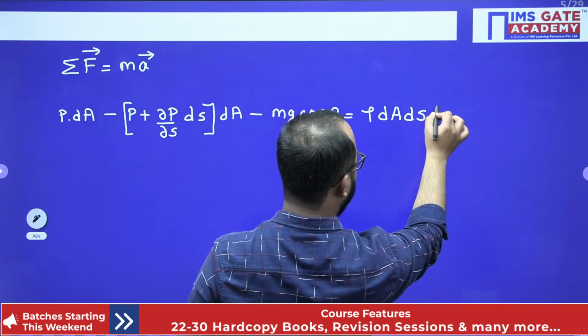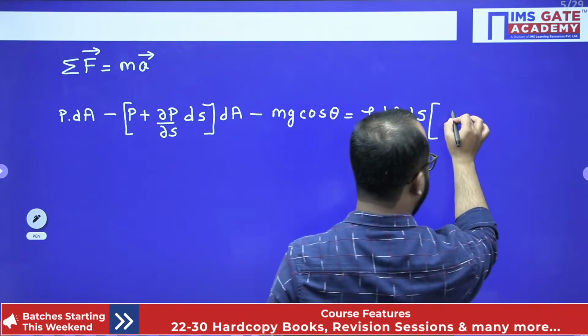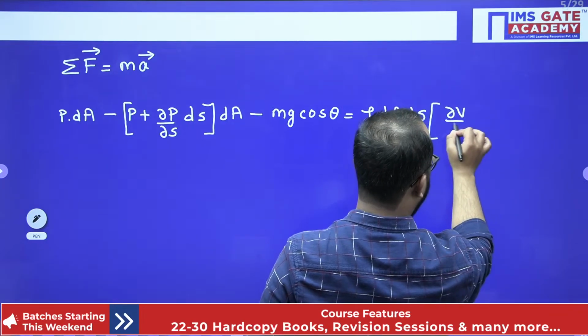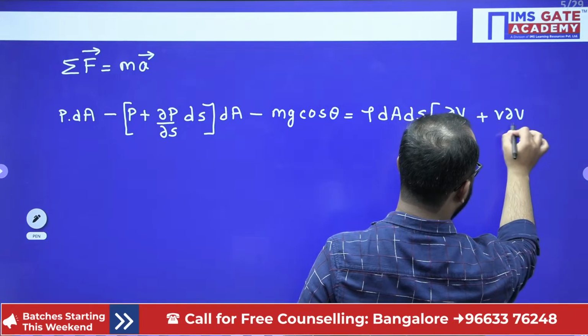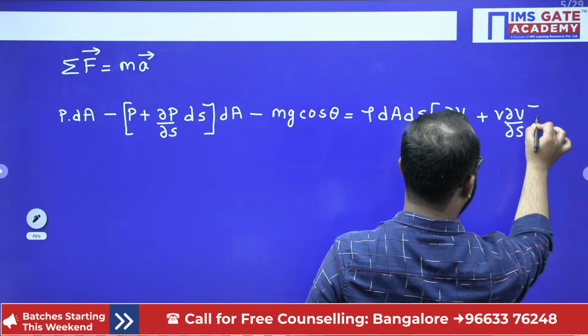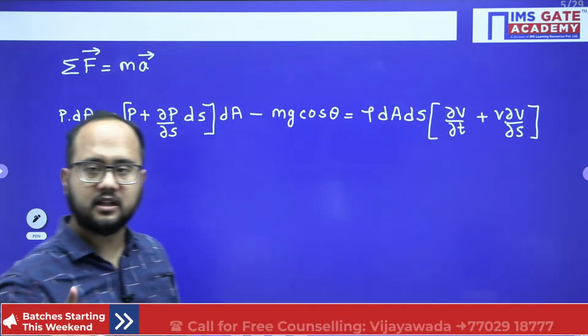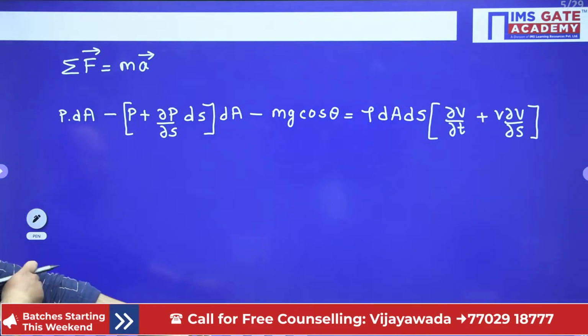And how to write the acceleration? I hope you remember the point. ∂v/∂t plus v ∂v/∂s. So this will represent our acceleration. I hope this much basics are clear, right?